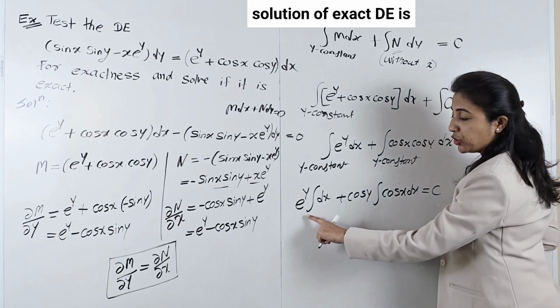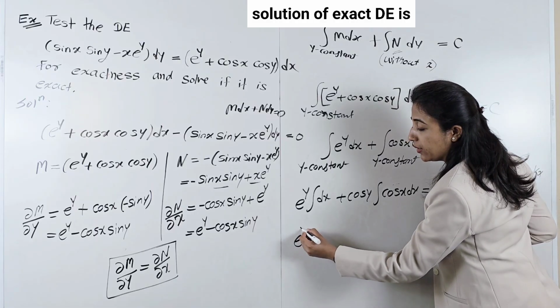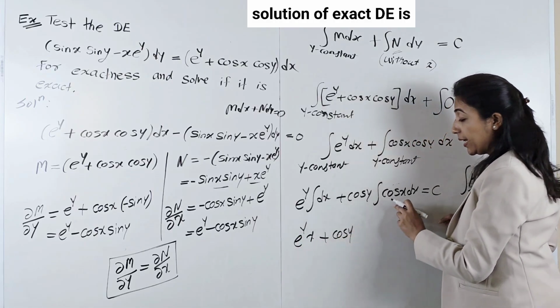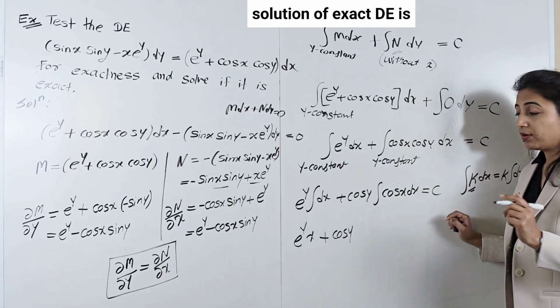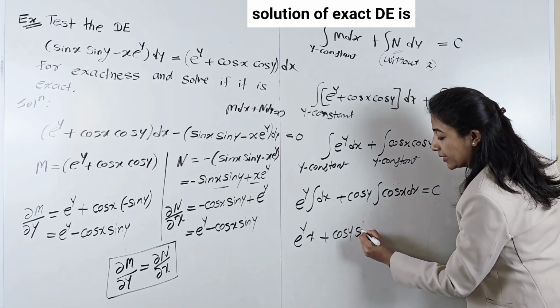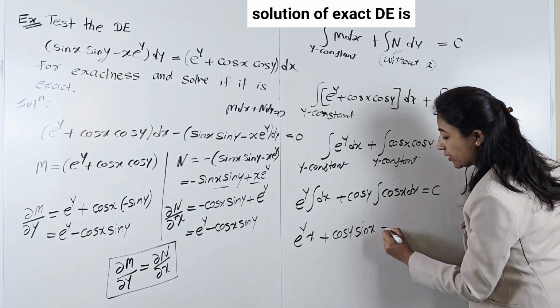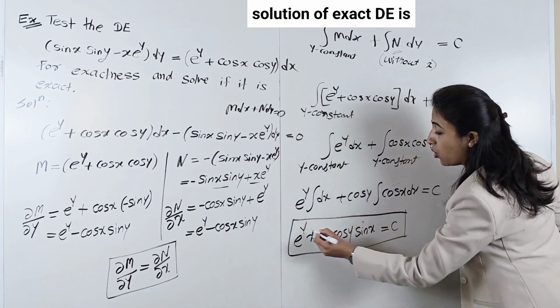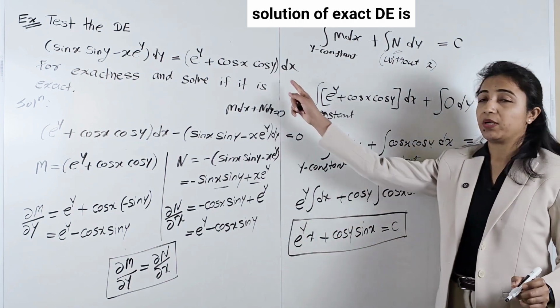Now what about the integration of this term? Yes, it is x. cos y as it is, and the integration of cos x is sin x, equal to the integrating constant c. Hence we get the solution of our given differential equation.